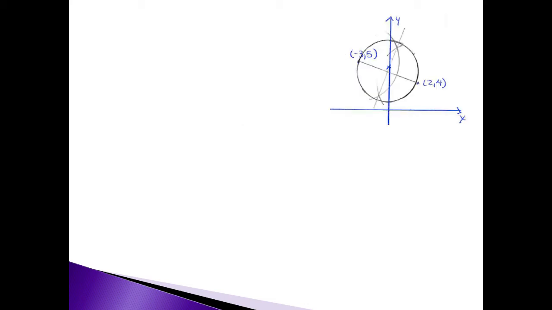I graphed my diameter and I made a circle. So what I actually did, if you can tell, is I used constructions to find the perpendicular bisector of my diameter to find the center, and then that's how I drew my circle.